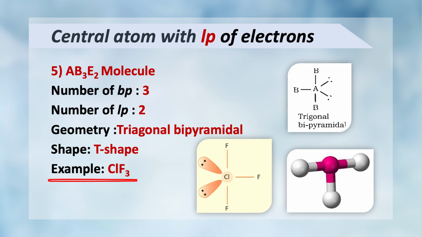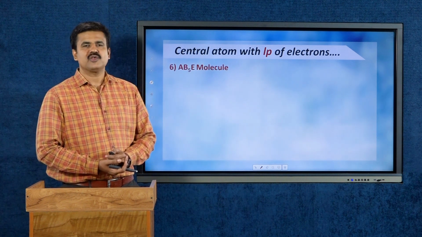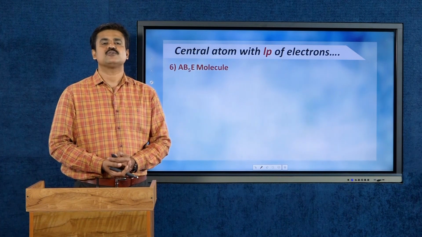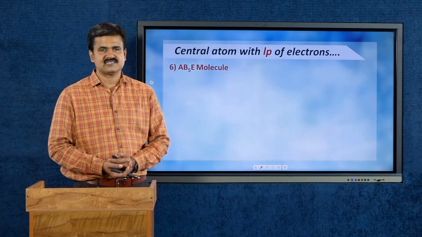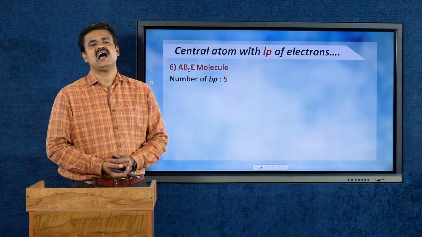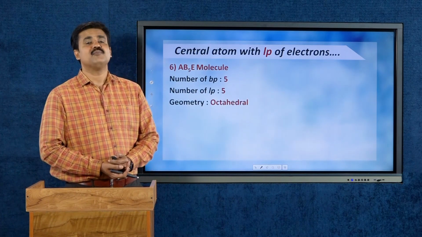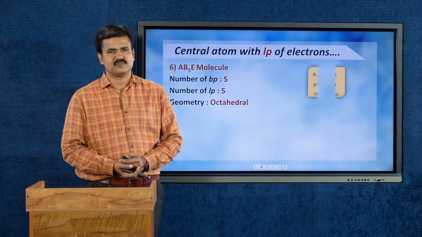If the lone pairs are ignored, you will get a T shape for the ClF3 molecule. Another category of molecule we are discussing is AB5E. Here there is a total of 6 electron pairs, 5 are bond pairs and 1 lone pair. Since there are 6 electron pairs, the molecule prefers an octahedral geometry.